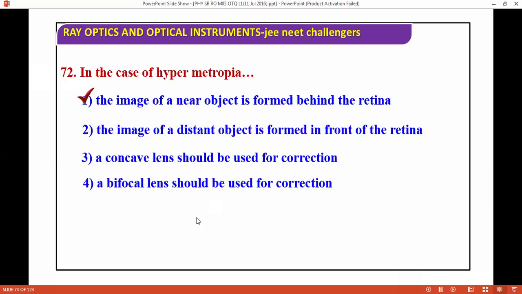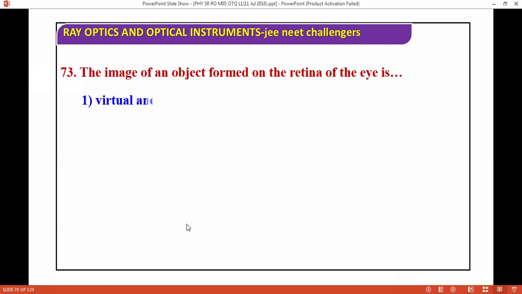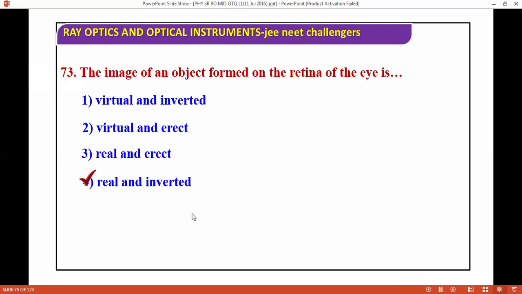The image of a near object is formed behind the retina in case of hypermetropia. Next question we are moving with: the image of an object formed on the retina of the eye is... I don't know. The answer is real and inverted.